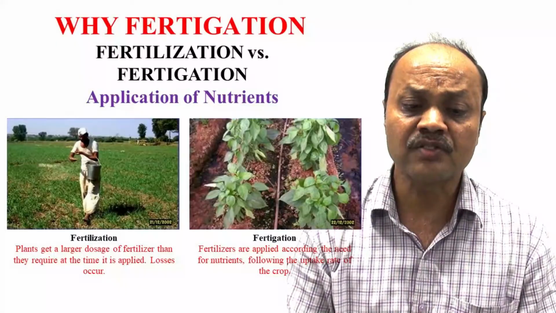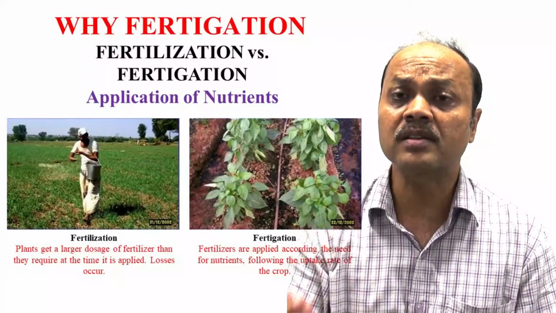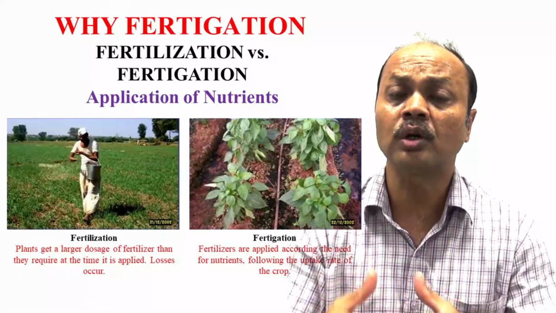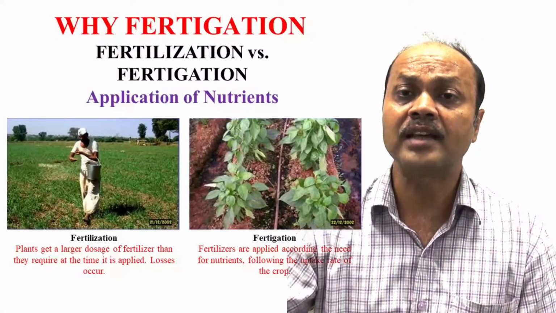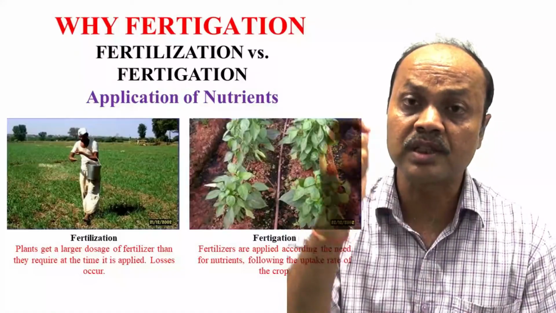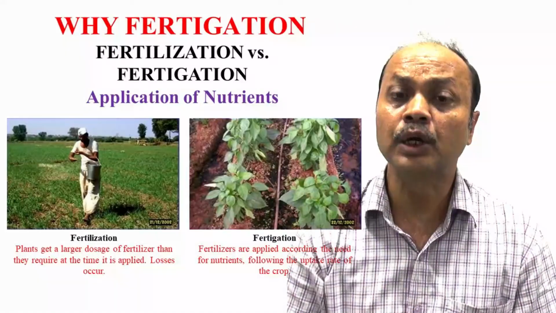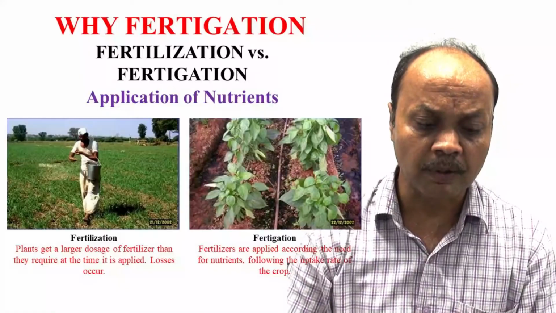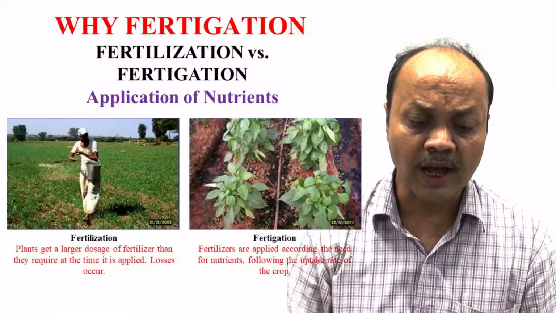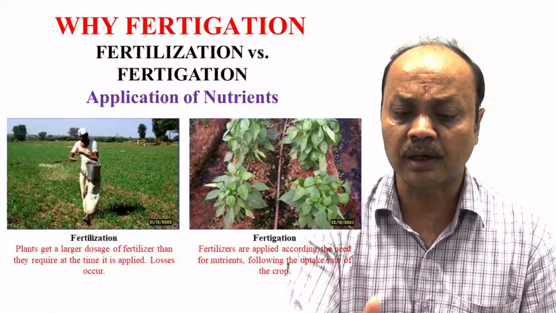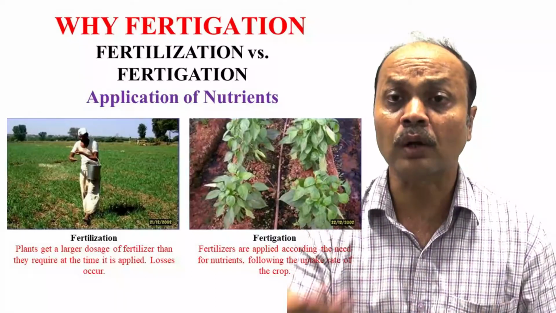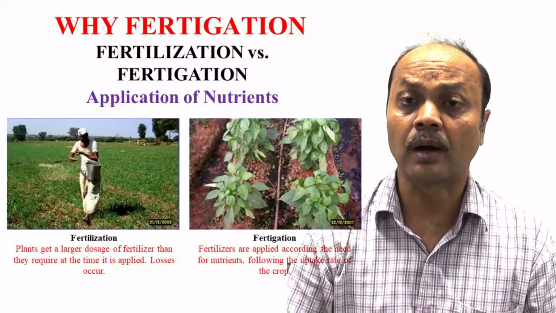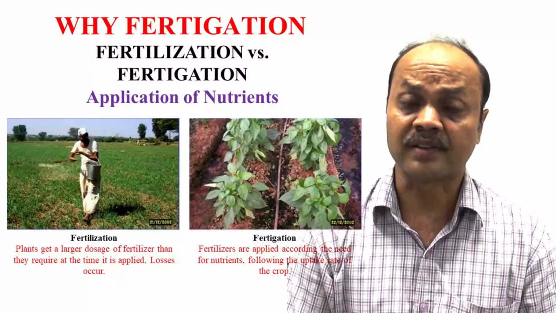What is fertigation? Basically, it is the application of water soluble fertilizer through your drip system. You know that the drip irrigation system is a localized application of water. So with the same water we apply the nutrients. In normal fertilization, you use broadcasting, and a lot of fertilizer is lost, but in fertigation you use water soluble fertilizer, and this is one of the efficient ways of applying fertilizer to the plants.